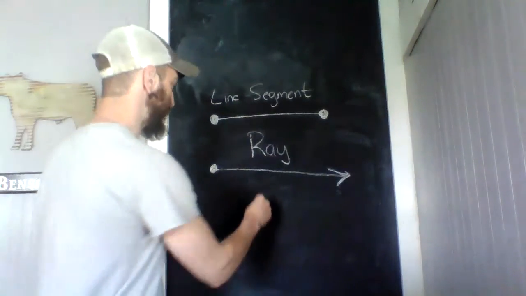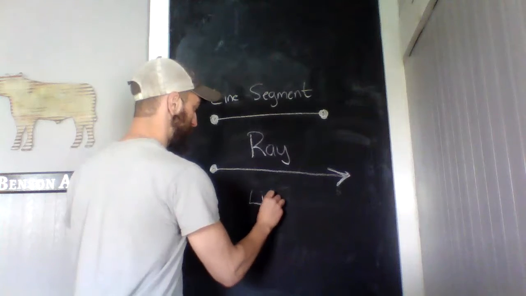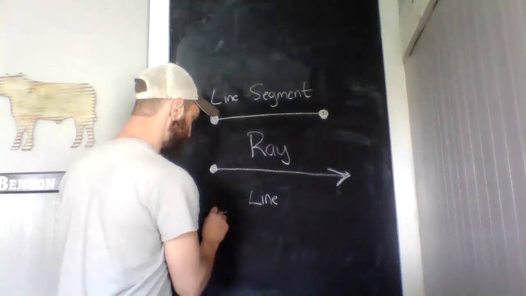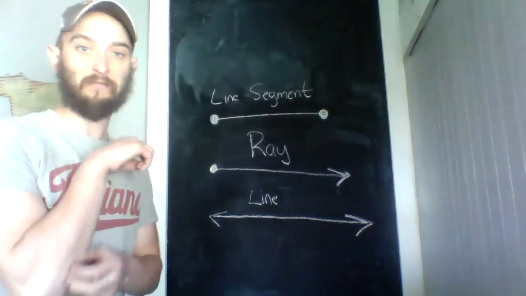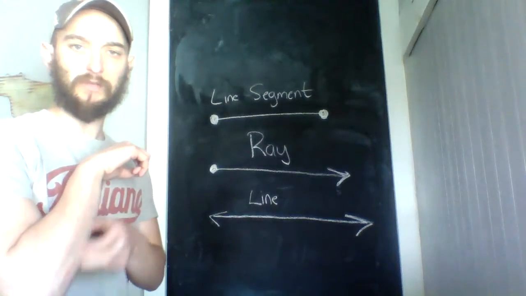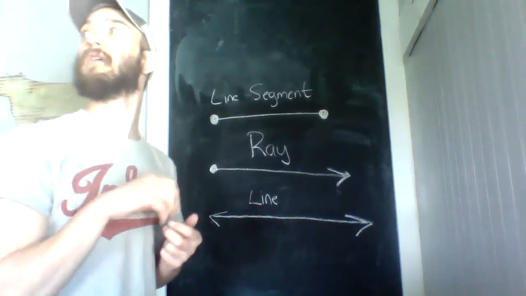And then the last one we have is an actual line. A line has 2 arrows that go forever in both ways. Okay, so it'll never ever stop. So we use these to build shapes.